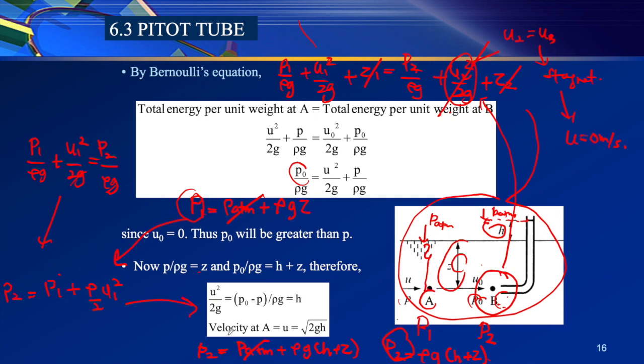So therefore, velocity U1 is the square root of 2gH. Okay? So you substitute into this: P2, rho g (H plus Z), is equal to P1, rho g Z, plus rho over 2 U1 squared. So U1 is equal to the square root of 2gH.